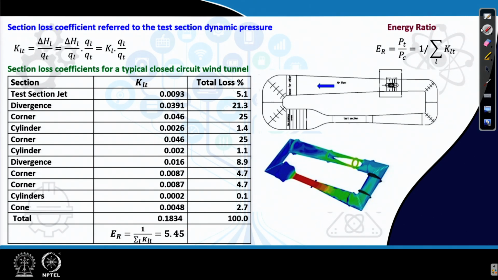In the previous lecture, we had discussed the section loss coefficient, and you may recall that we referred to the test section dynamic pressure while discussing the section loss coefficient, which we called KLT. And we also showed that the summation of the KLT contributions coming from the different components of the tunnel, when we take a reciprocal of that, gives us the energy ratio of the tunnel. So, the larger the energy ratio, the more efficient is the tunnel from an energy point of view.